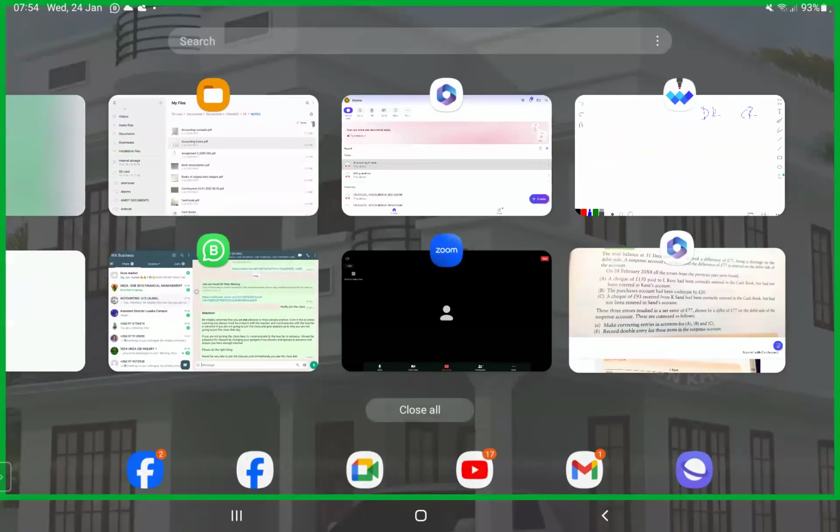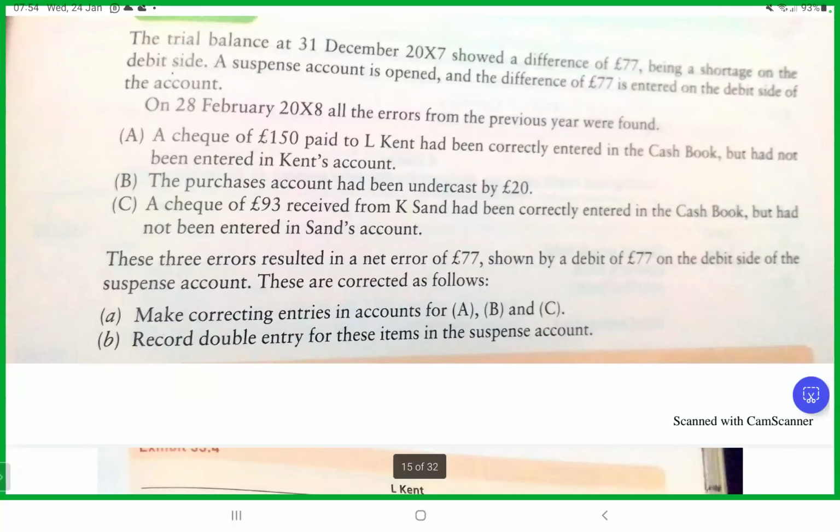Let's go back to transaction number A. Aisha, would you read A? Part A? That's error number A. A check of £150 paid to L. Kent had been correctly entered in the cash book, but had not been entered in Kent's account. Thank you for the powerful reading.